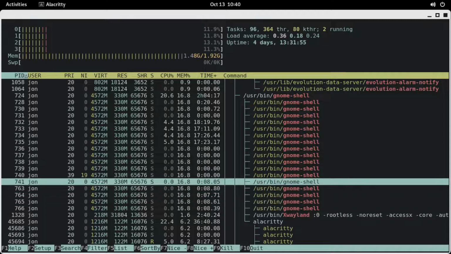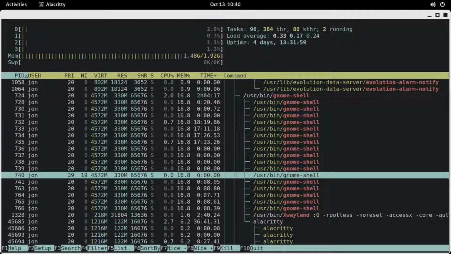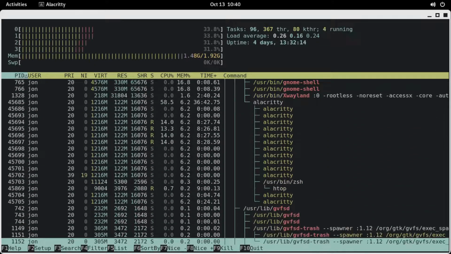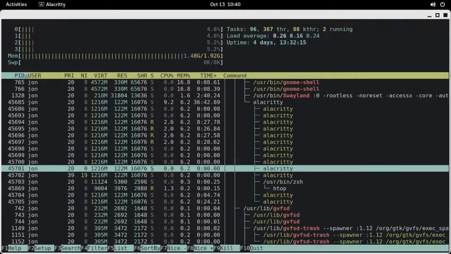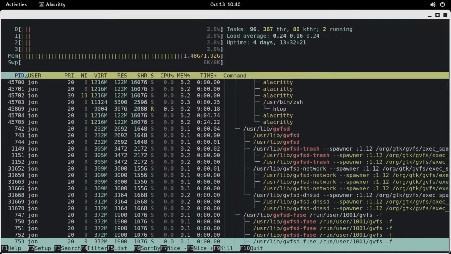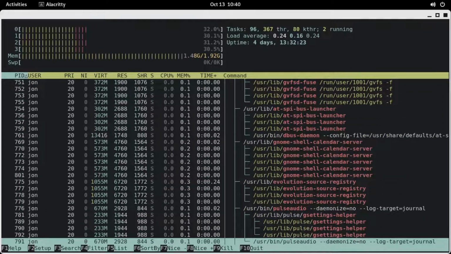So GNOME Shell is kind of your desktop display. One of its processes isn't that important. It's 39, as low as it gets, so it essentially doesn't care. I have no idea what that thread does, but apparently they deemed it not important. So we can go through. There's another one in Alacritty, which is the terminal I'm using right now. Apparently that's not that important either. Let's see if we can find anything more interesting.